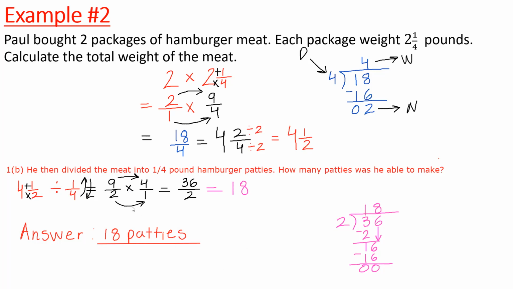Now we multiply 9 times 4, which is 36. And then 2 times 1, which is 2. And then you get 18. Make sense? Yes, sir. Can I screenshot this? Yeah, you can.